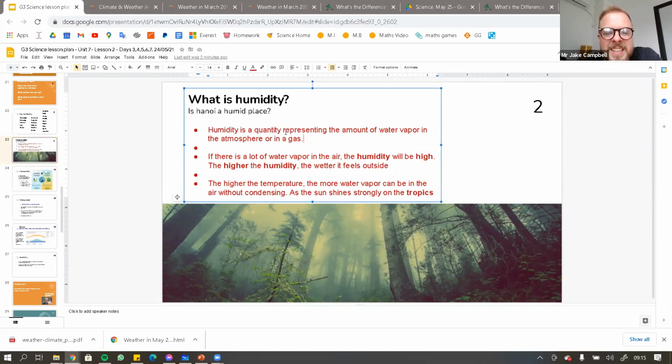So yeah, humidity is a quantity representing the amount of water vapor in the atmosphere or in a gas. You know what? This is quite difficult. Humidity is the amount of water vapor in the atmosphere or in a gas. Okay, make it easier to understand. If there is a lot of water vapor in the air, the humidity will be high. The higher the humidity, the wetter it feels outside.